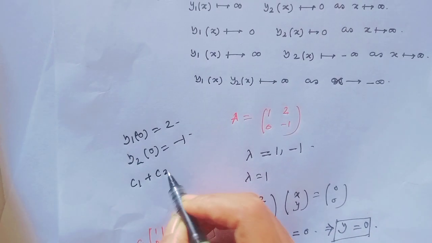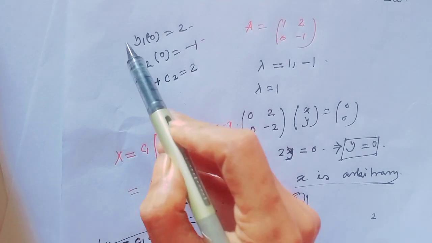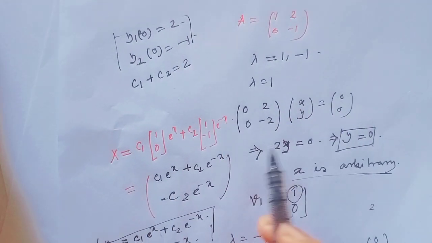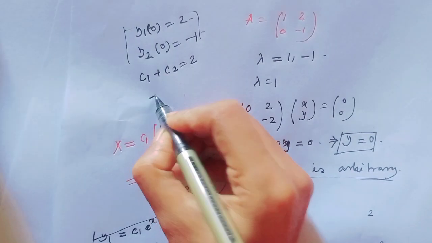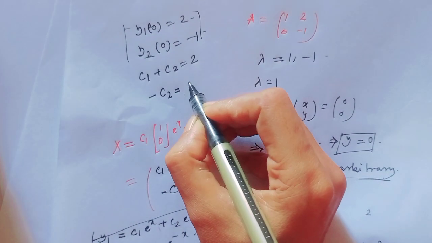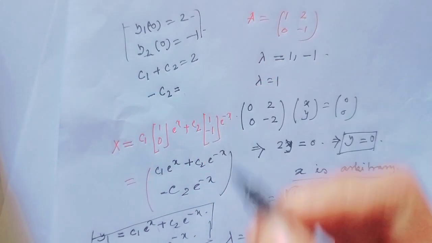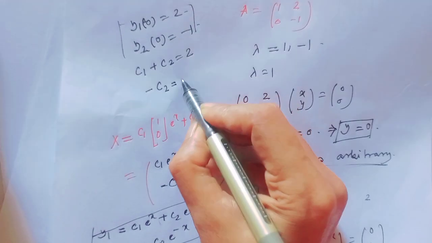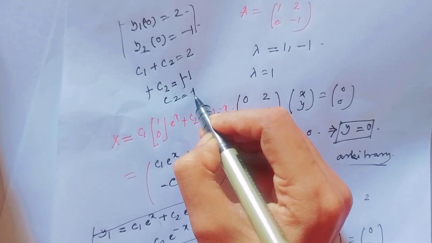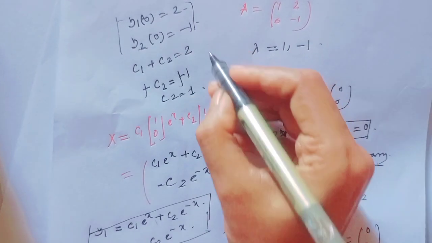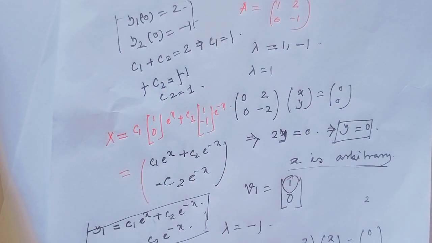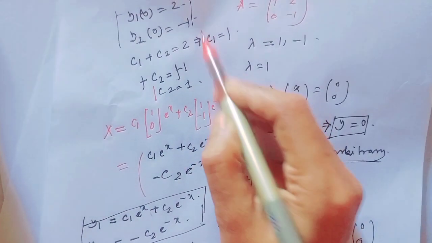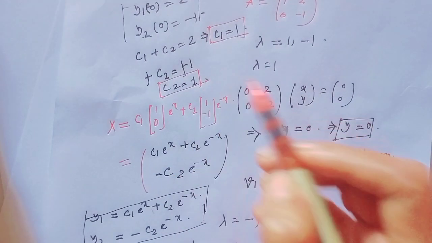That implies c1 plus c2 equal to 2, and the second condition, y2(0) equal to minus 1, implies minus c2 equal to minus 1, so c2 equal to 1. Since c2 equal to 1, that means c1 also equal to 1. Therefore the arbitrary constants c1, c2 have values 1 and 1.